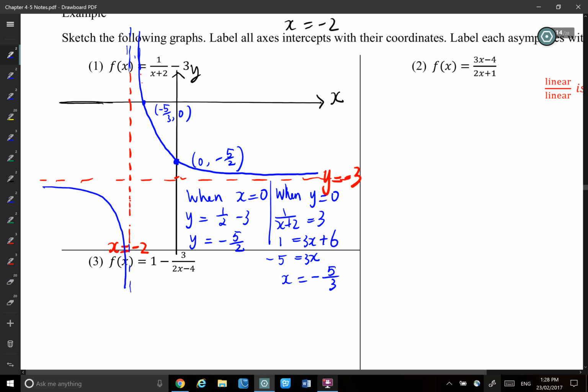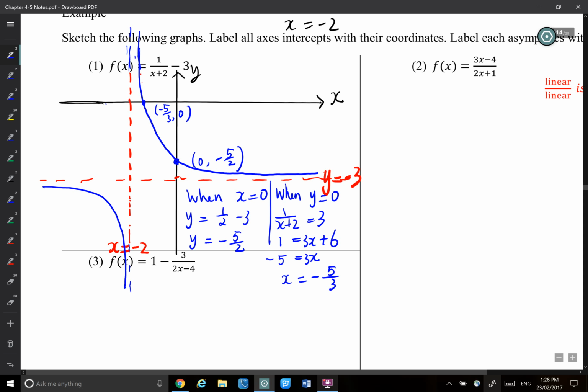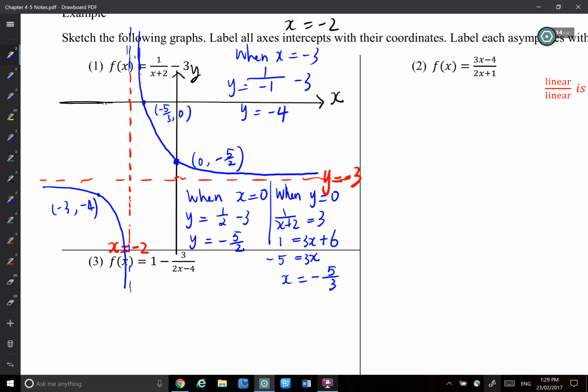We better label one point on the graph. For example, I can label negative 3. Let's say that's negative 3, so that will be negative 4. So substitute x equals negative 3: y will be 1 over negative 1 minus 3, so y will be negative 4. Why do I do that? Because I haven't got any point on the second half of the graph, so better give a point to say that belongs to this function.